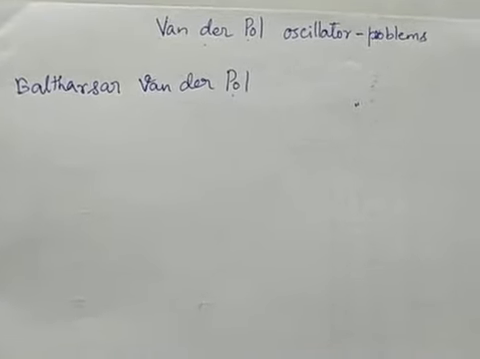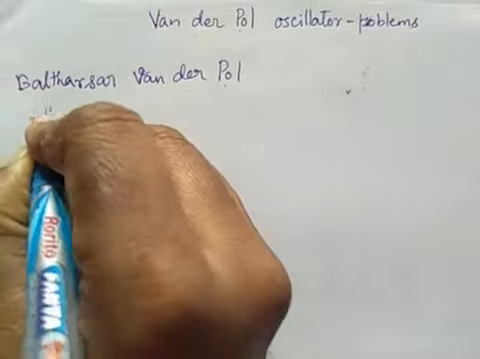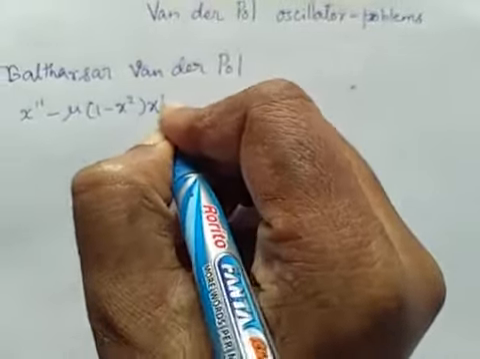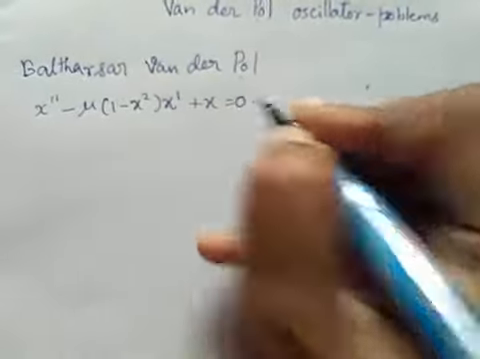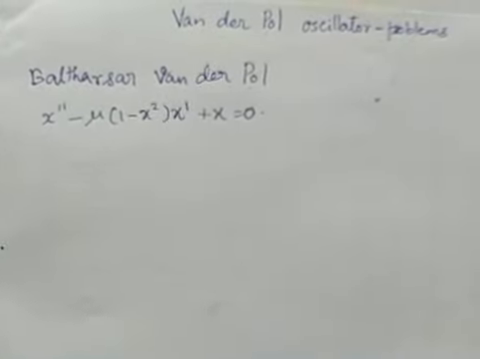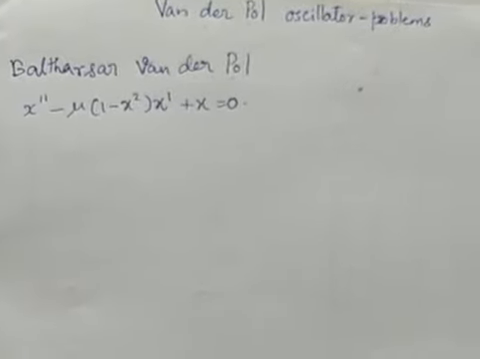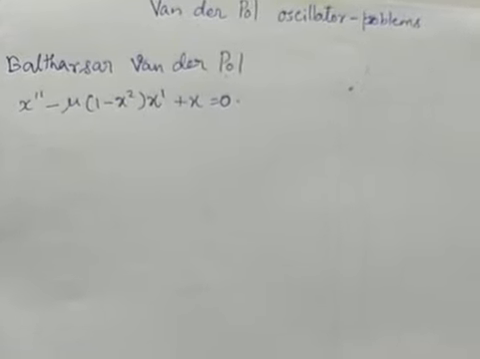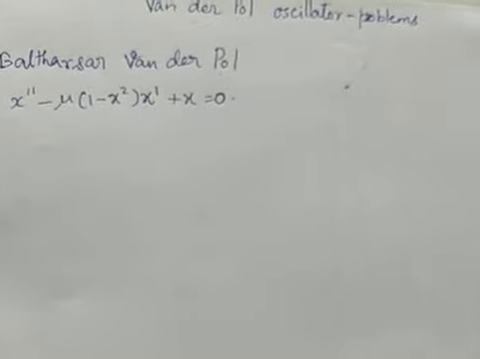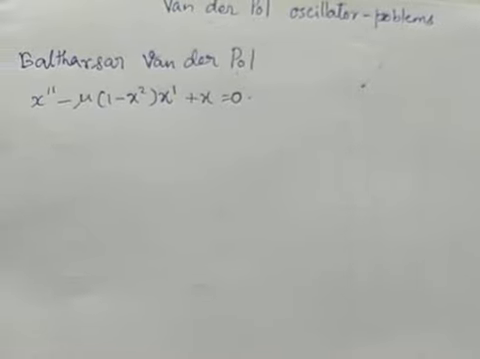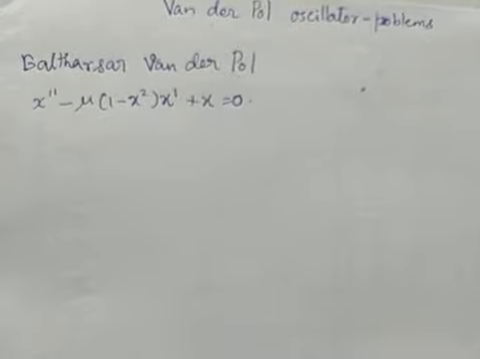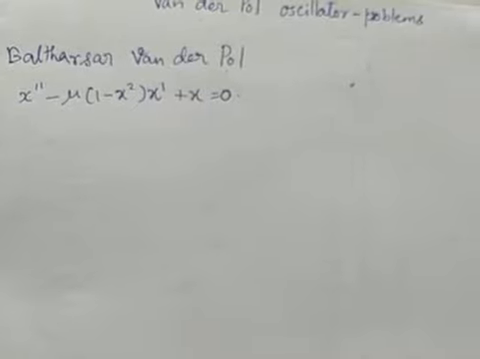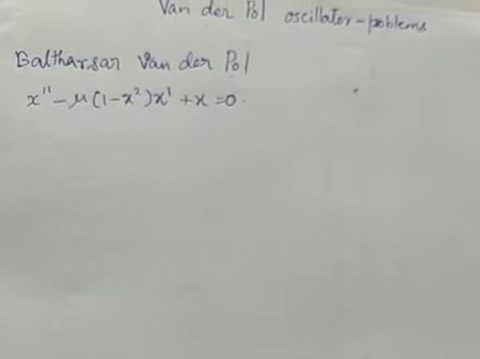So, this equation is of the form x double dash minus mu into (1 minus x square) into x dash plus x is equal to 0. This is the general form of the van der Pol oscillator equation. In dynamics, the van der Pol oscillator is a non-conservative oscillator with non-linear damping. Already we have studied the Duffing equation which describes a damped and driven oscillator. So here we have a non-linear damping effect.